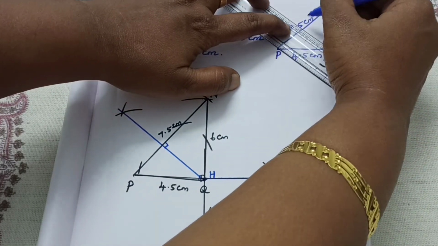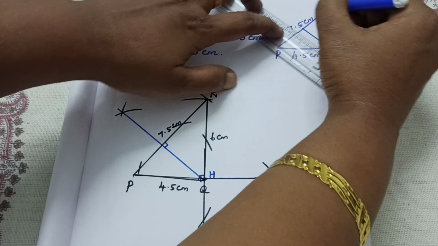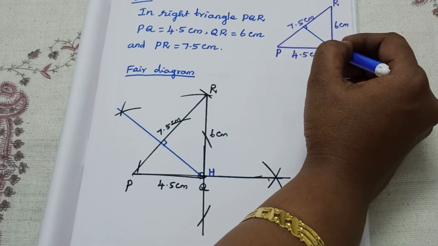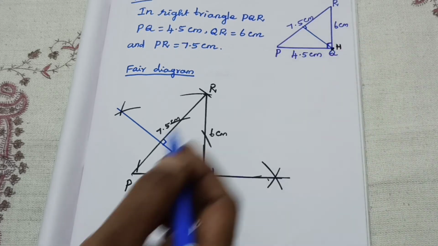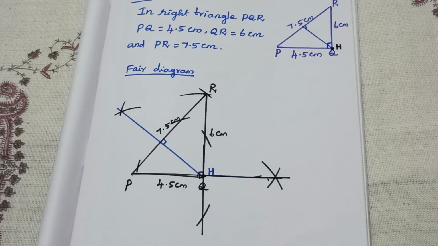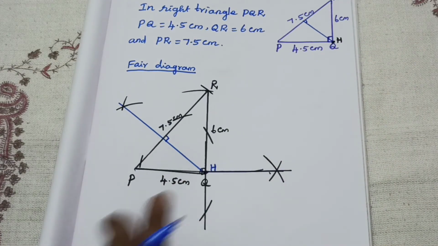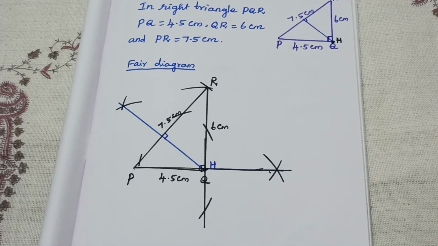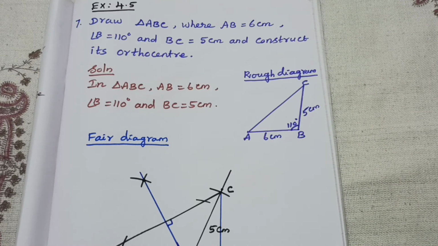This is one altitude. Okay, this is another altitude. These two altitudes' intersecting place is called what? Orthocenter. Have you clear? Orthocenter like this. And your own construction you can write. Okay. In the seventh sum also, rough diagram.